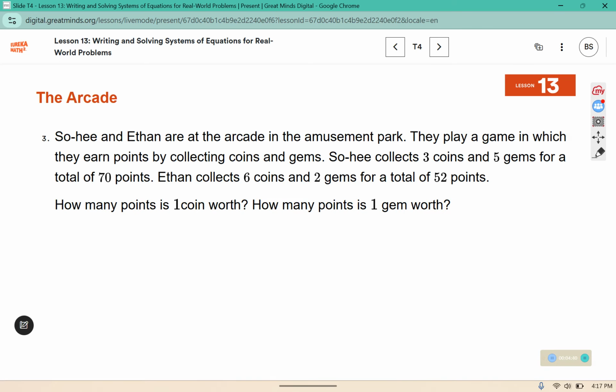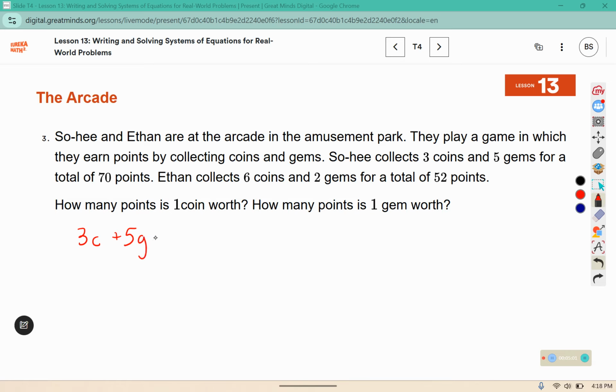Ethan collects 6 coins and 2 gems for a total of 52 points. How many points is 1 coin worth? How many points is 1 gem worth? Well, I see that 3 and 6, there's a common multiple. 3 times 2 makes 6.